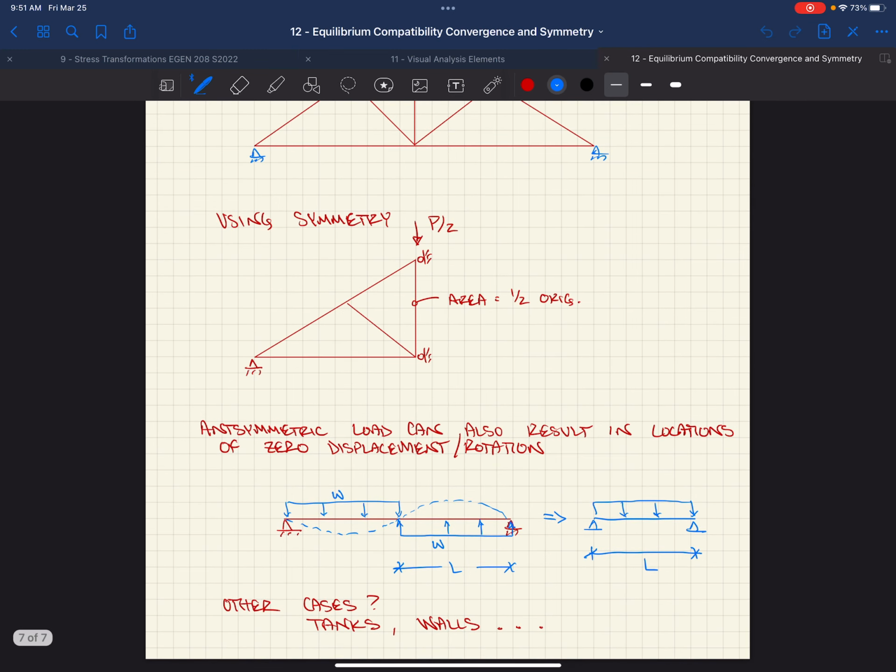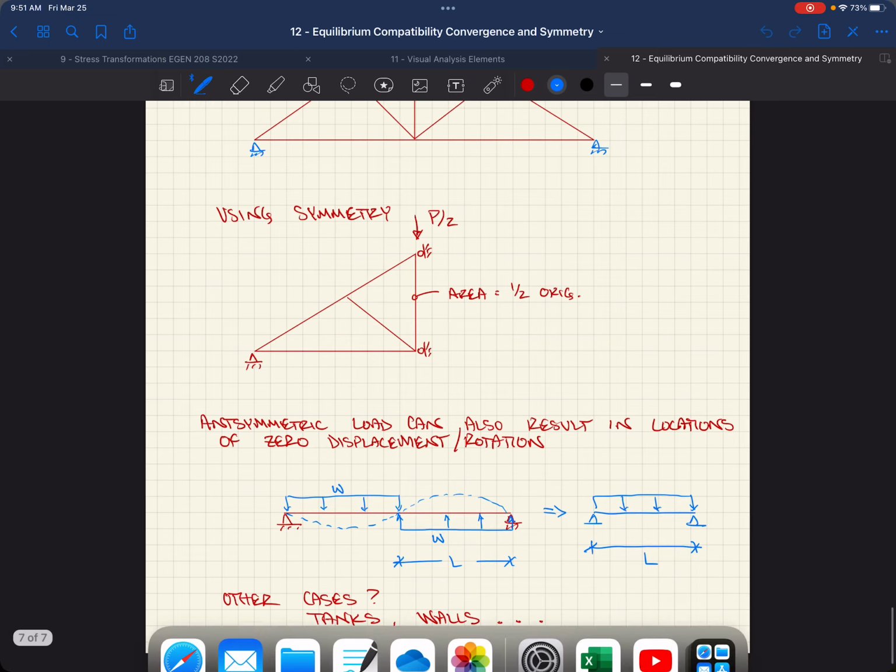Another one would be antisymmetrical, or asymmetrical, loading, where we would result in locations where we might have zero displacement, but we'd allow rotation. Well, we could take this loading diagram, or this beam, and we could cut it in half. We could model less of it.